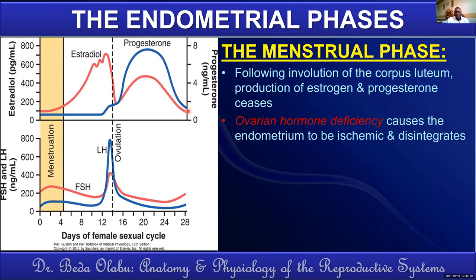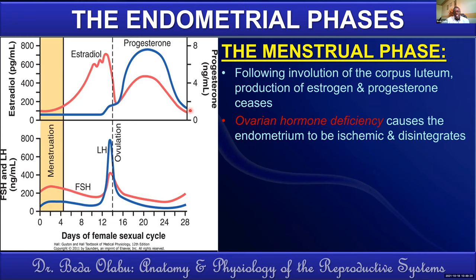Why is that so? Usually, the ovarian hormones are the ones that sustain the integrity of the endometrium, and especially the progesterone maintains the integrity of the endometrium. So when we have ovarian hormone deficiency, the endometrial integrity is compromised, and so it will disintegrate. The blood vessels of the endometrium also do not become adequate in supplying the endometrium, and so the endometrium becomes ischemic. So what's the effect? There'll be shedding of the endometrium, and that's what we call the menstrual phase.